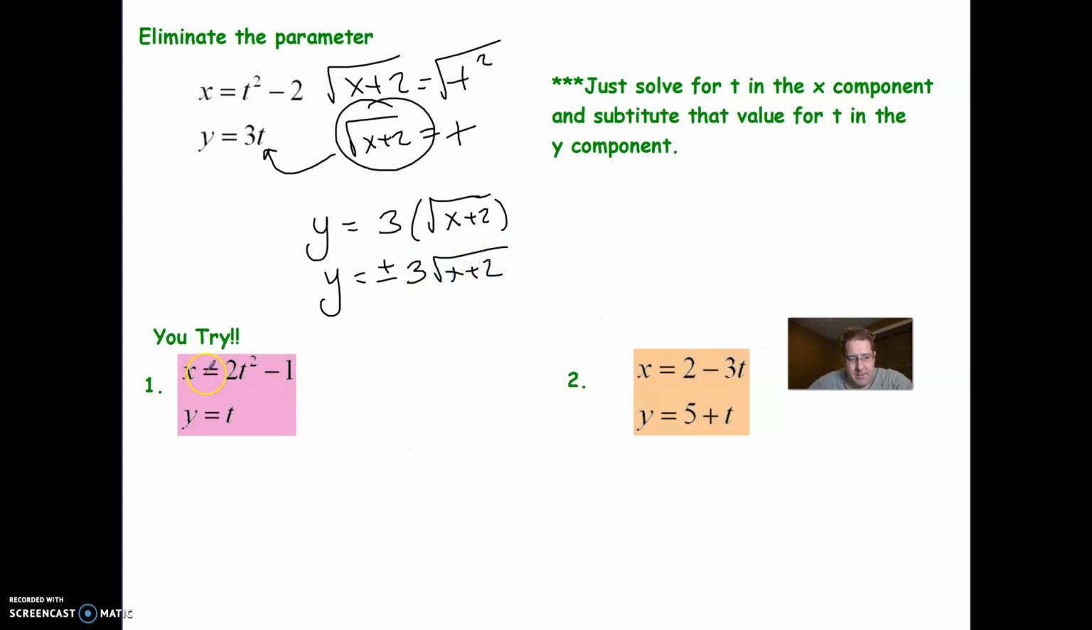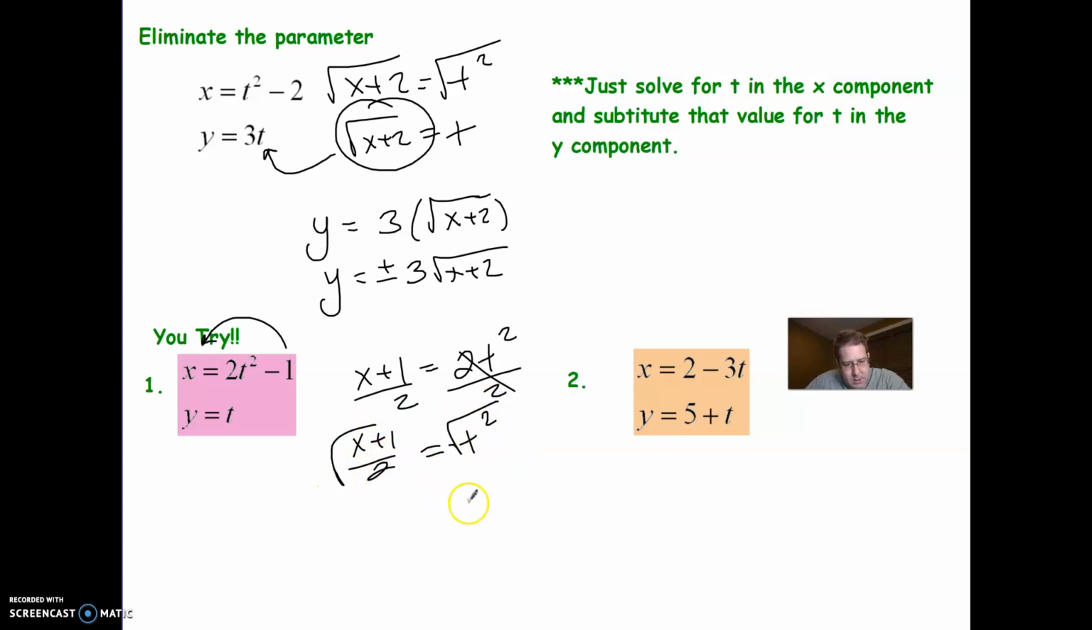All right, so same steps for this next one. Solve for t. That's going to give me x plus 1 when I add the 1 to both sides equals 2 times t squared. So then I would divide by 2, and that's going to give me t squared equals x plus 1 over 2. And then square root both sides so that t is equal to positive and negative square root of x plus 1 over 2. All right, so then take this, plug it in right there, and I've got y equals positive or negative square root of x plus 1 over 2.